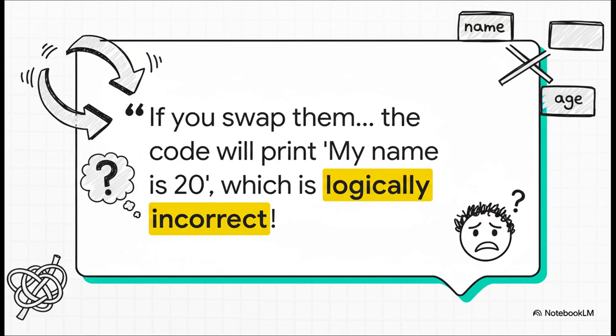So as you can probably guess, this means the order is absolutely critical. Our source material puts it perfectly. If you were to swap them and call the function as new 20 Chirana, Python wouldn't complain. It would happily assign 20 to name and Chirana to age. The code runs, but the output is my name is 20, which is complete nonsense. So with positional arguments, position is everything.